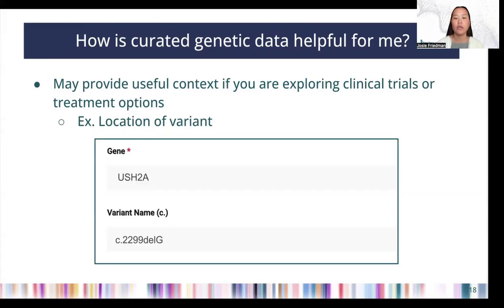c.2299delG, which is prevalent in the US and parts of Europe, and c.2802T>G, which is common in Taiwan and China. The data our curators collect can help determine which participants have variants in this region, which provides valuable context for experimental therapy eligibility.